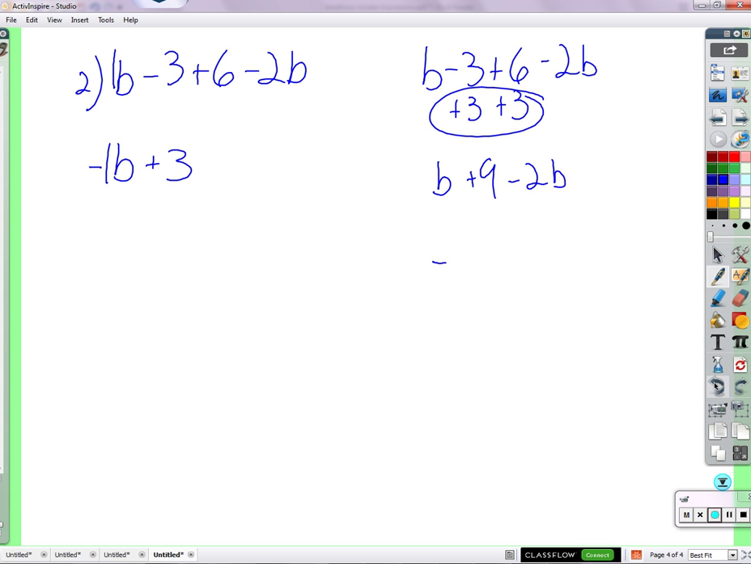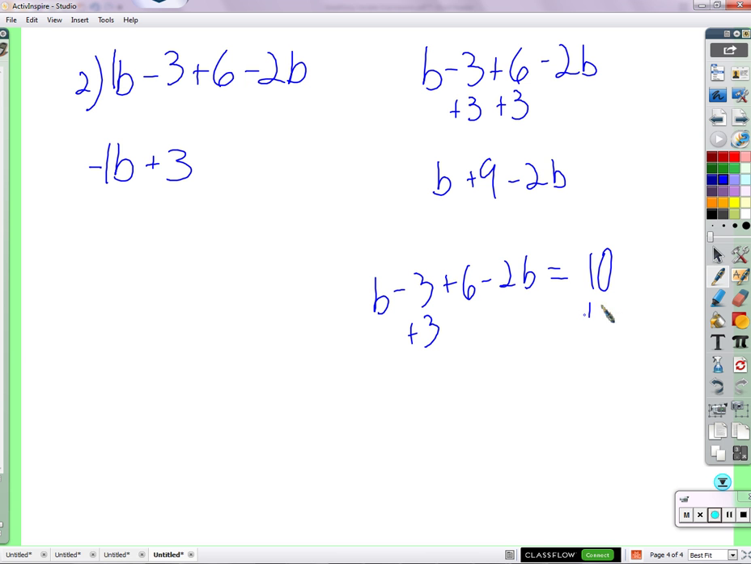But the thing that I think they're probably confusing it with is that they're mistaking it for an equation. If this were like b minus 3 plus 6 minus 2b equals something like 10, then you can do this. Then you could add 3, but to both sides. I still can't add 3 and add 3 on the same side. But I can add 3 to both sides.